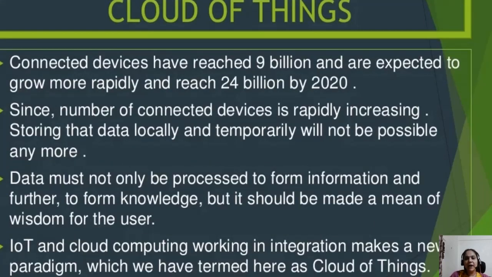Next is cloud of things. Now when we combine these two different types of technologies and try to implement one specific stuff, what exactly is it? Cloud of things is nothing but connecting of devices, right? And for connecting devices there is no limitation, no margin, no boundaries so far. Here I have given some statistics. Connected devices have reached 9 billion and are expected to grow more rapidly and reach 24 billion by 2020.